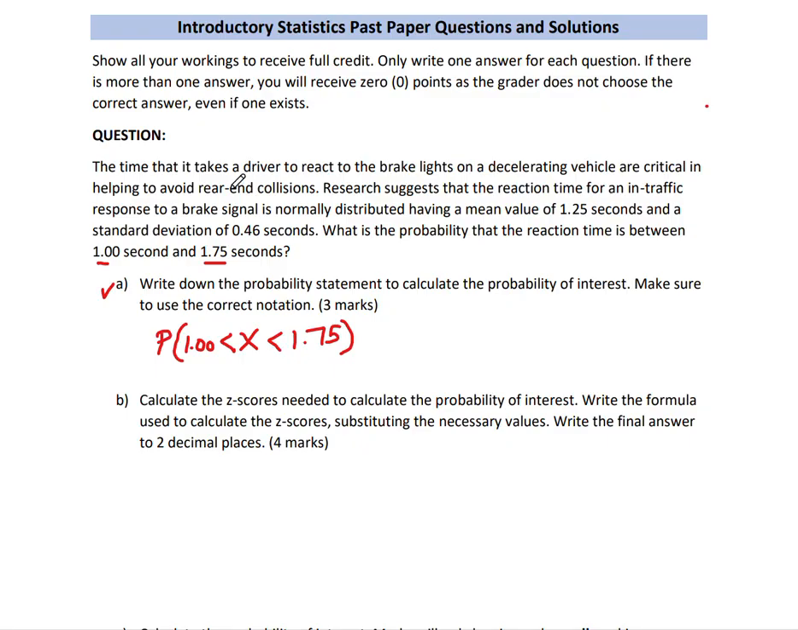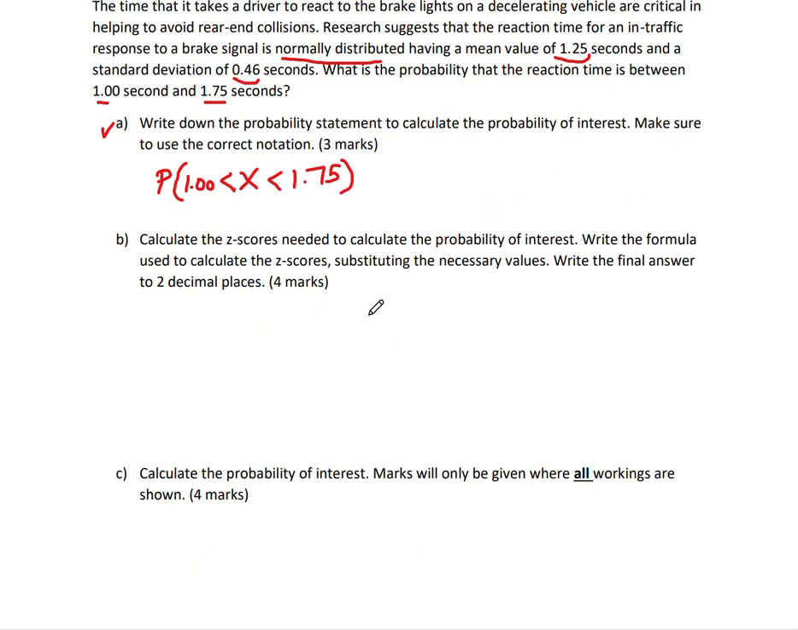This is a normal distribution problem. We're told that the reaction times are normally distributed, and the population mean is 1.25 and the population standard deviation is 0.46 seconds from research that was done. Secondly, we are asked to calculate the z-scores needed to calculate the probability of interest. Write the formula used to calculate the z-scores, substitute in the necessary values, and write the final answer to 2 decimal places for 4 marks.